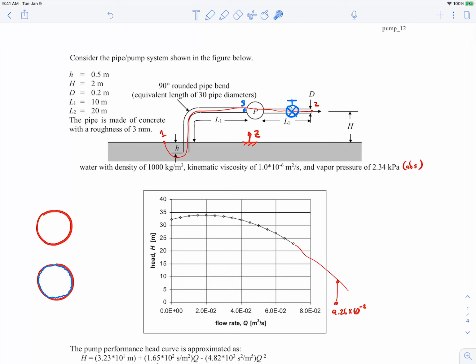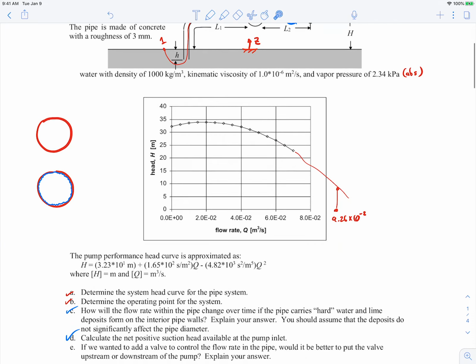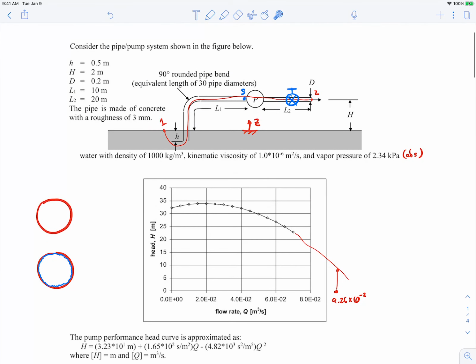Since this minor loss is downstream of the pump, it doesn't impact the NPSHA available to the pump because when we do that calculation, it's just for all the upstream stuff, not anything downstream of the pump. So for that last question, we're better off putting the valve downstream of the pump in order to be less likely to cavitate our pump. Okay, so I think that does it for the example. We've covered a lot of different things. Hopefully it all makes sense to you. So we'll just go ahead and end it there.